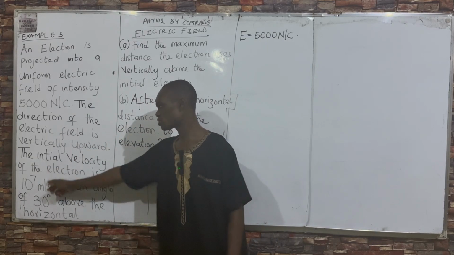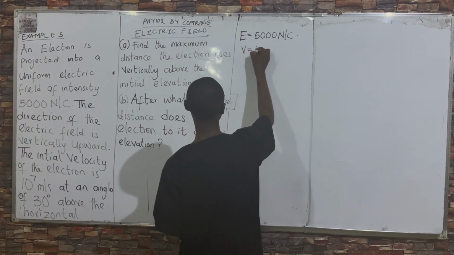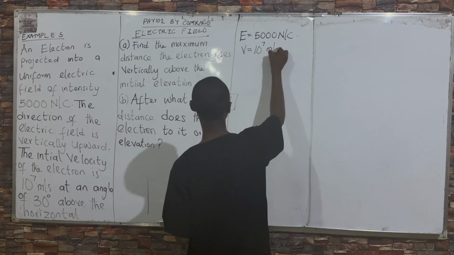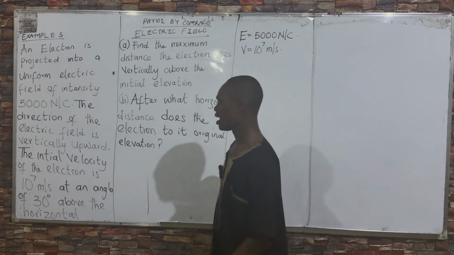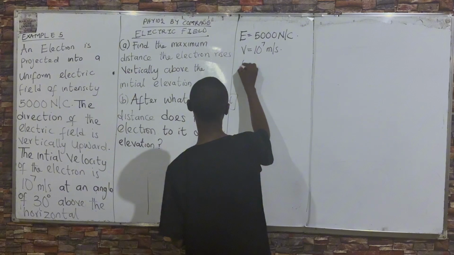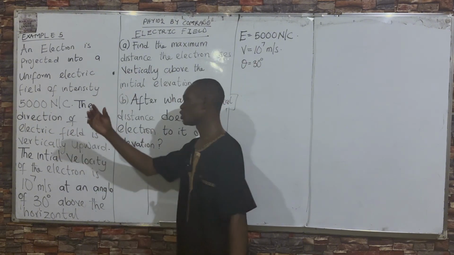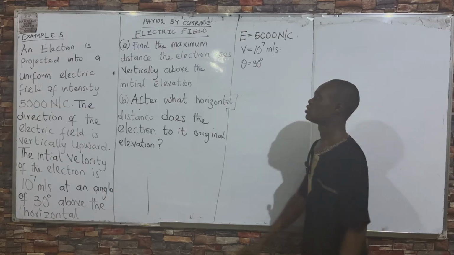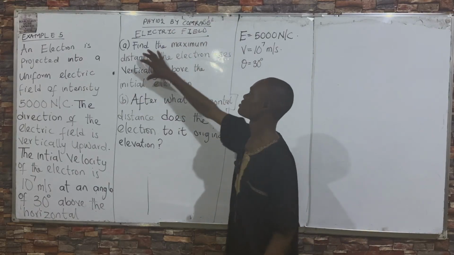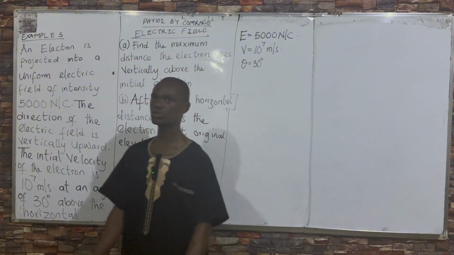The initial velocity of the electron is 10 raised to the power 7 meter per second, at an angle of 30 degrees. So I have theta to be 30 degrees above the horizontal. They asked me to find the maximum distance the electron rises vertically above the initial elevation.